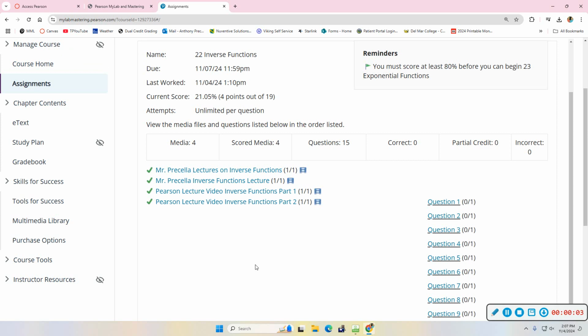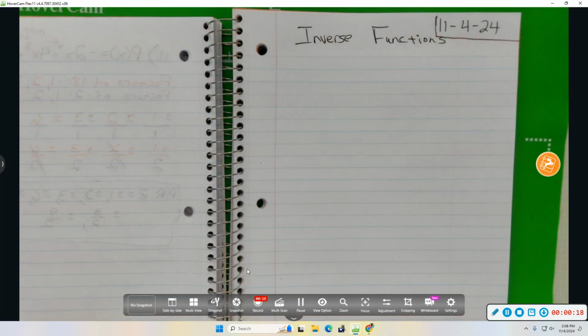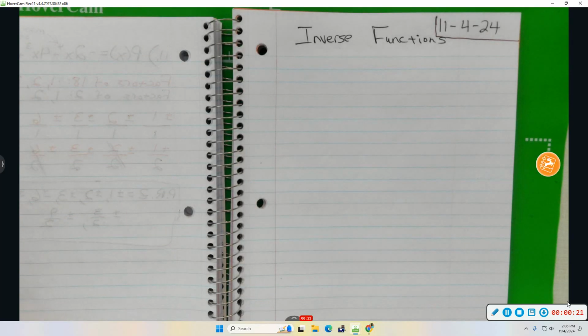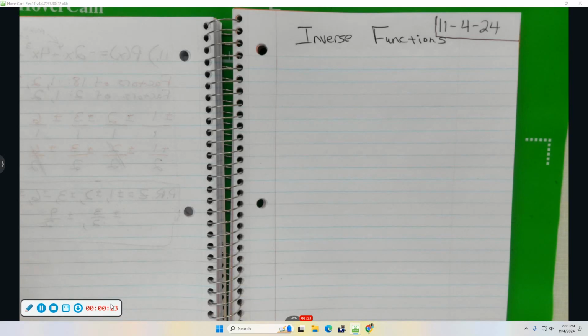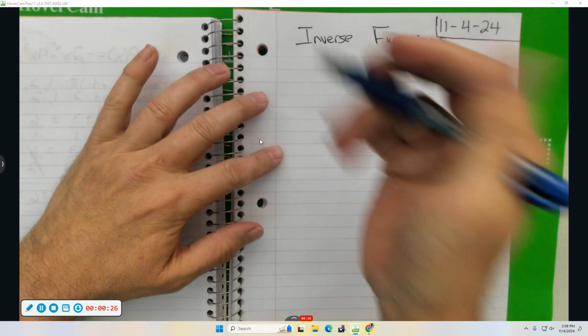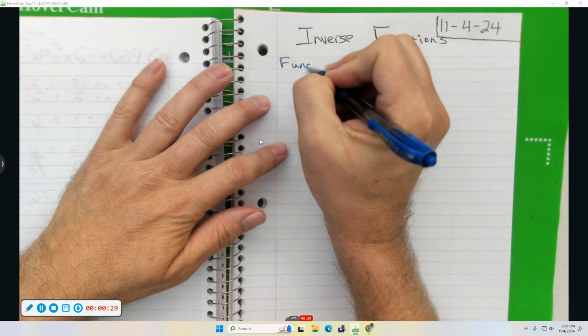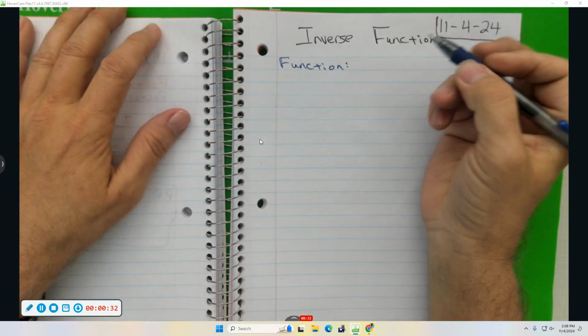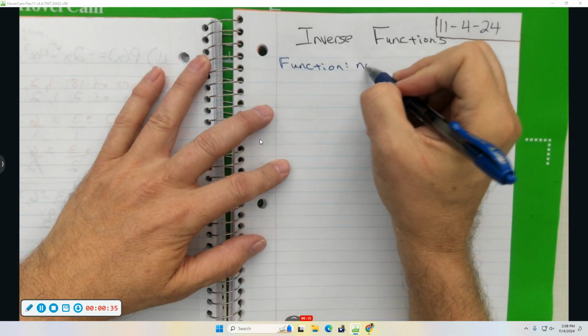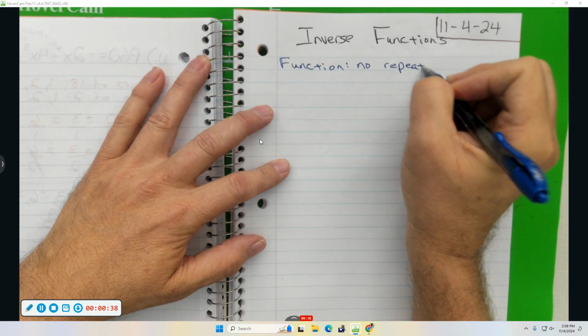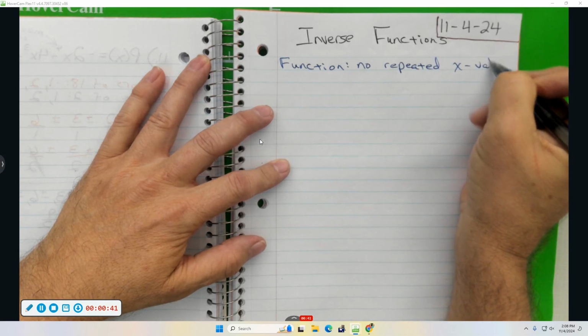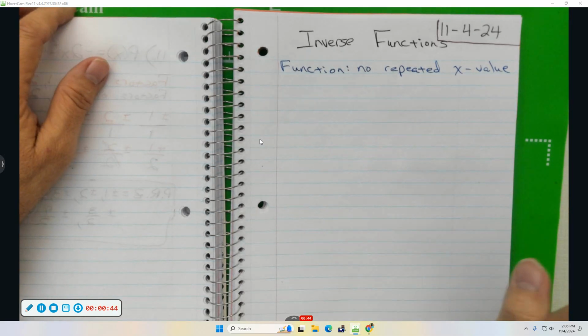Good afternoon, class. Today we are going to look at inverse functions, and I'll tell you right now it's a little less painful than some of that zeros of polynomial stuff. First of all, I want to remind you that with a function, we said that there could be no repeated x value. Every x can be assigned to one and only one y value.